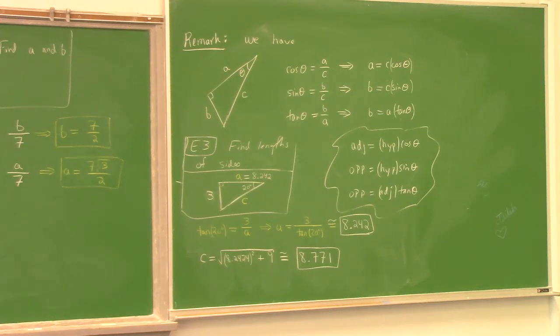Now, we want 1 over cosine theta for secant, right? So secant theta, 1 over cosine theta, and that is 1 over minus the square root of 3 over 2, right? So therefore, we have secant of 7 pi over 6 is minus 2 over the square root of 3.